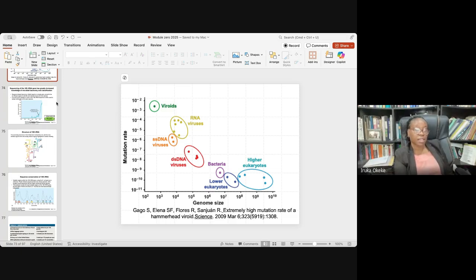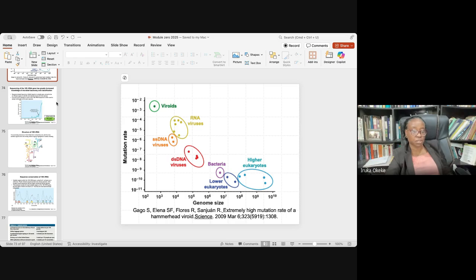Now it turns out that because 5S ribosomal RNA is small, it doesn't have as much information. So we don't use it much anymore. We use the 16S of bacteria and the 18S of eukaryotes to be able to get taxonomic information.